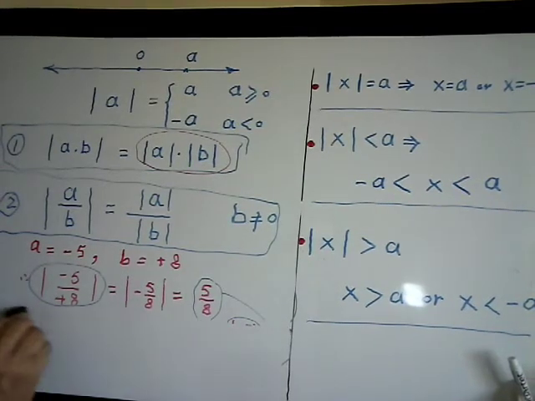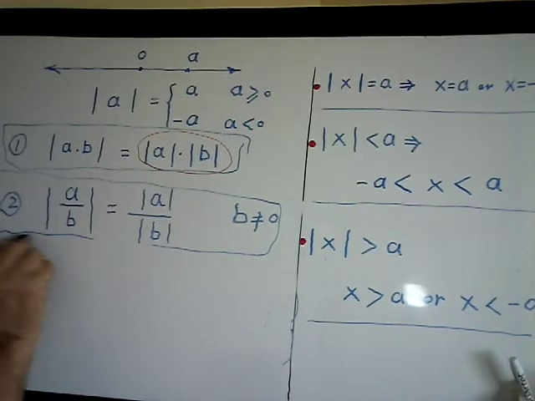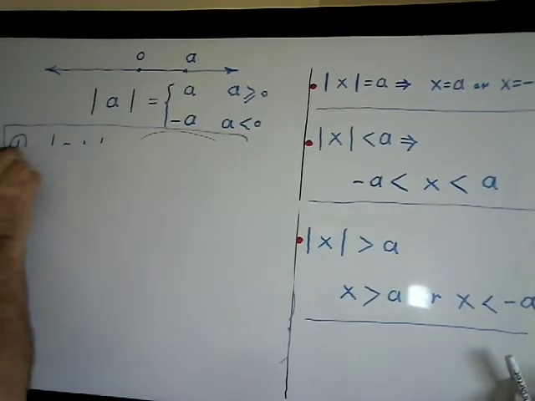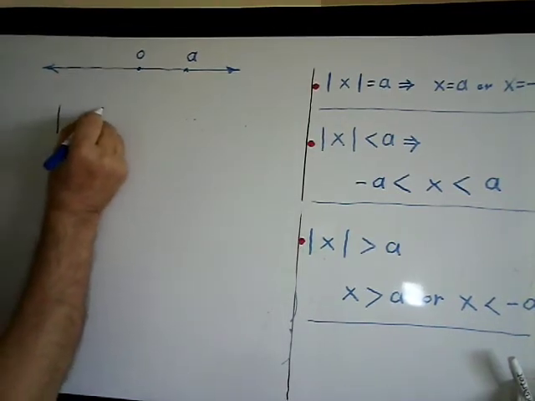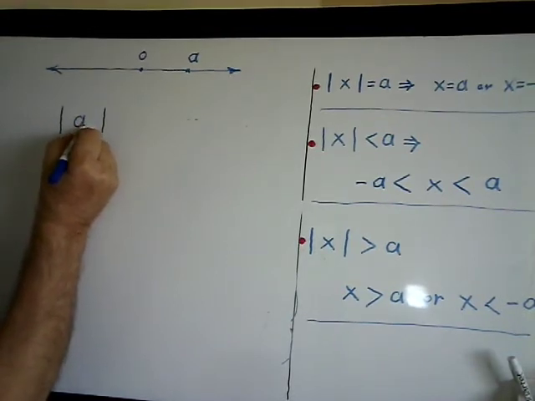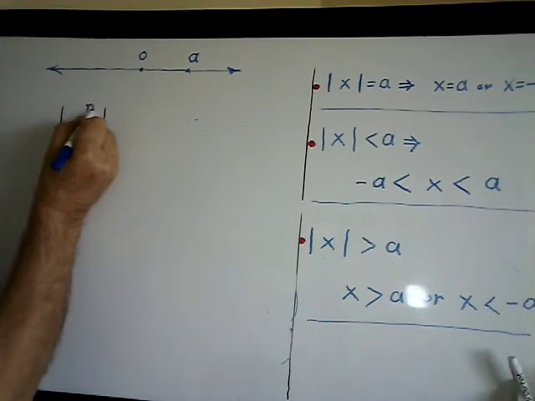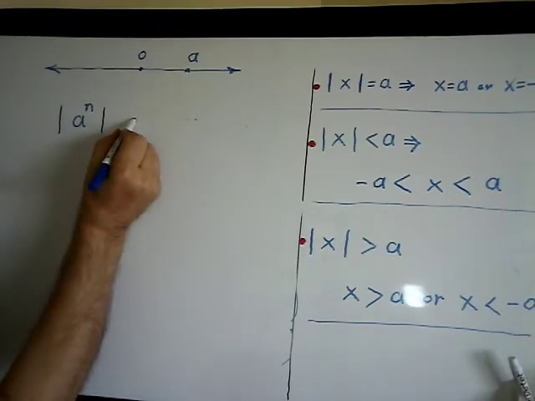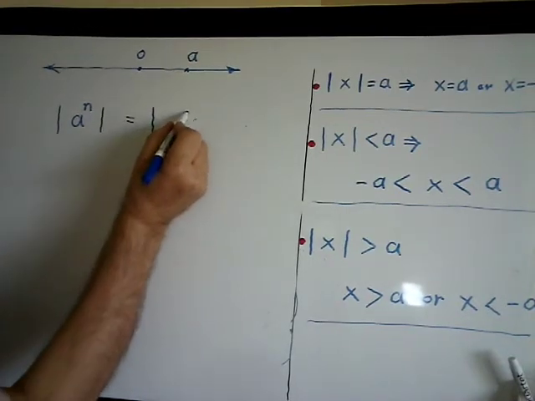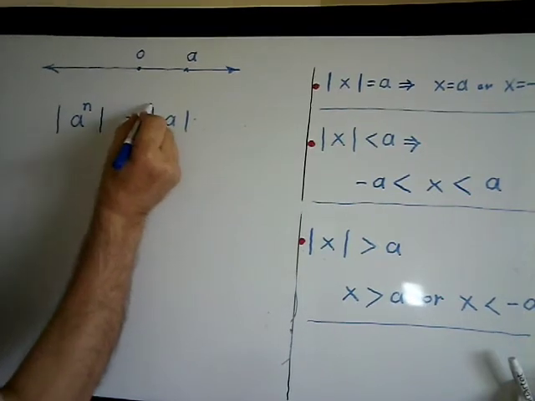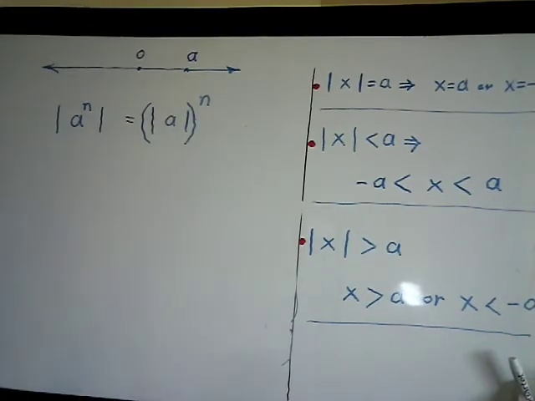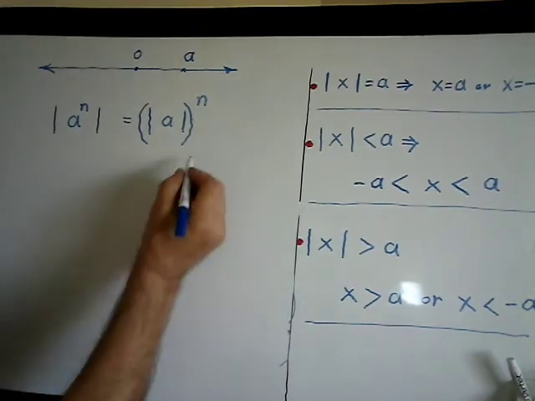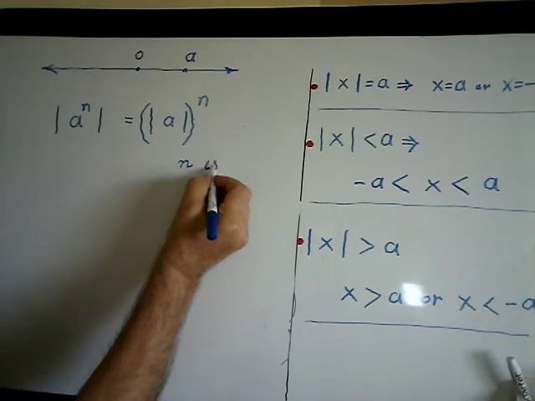Now let us go to another rule. The absolute value of a real number A with power n is the same as if we got the absolute value of A, then raised the result to the power n, where n is an integer.